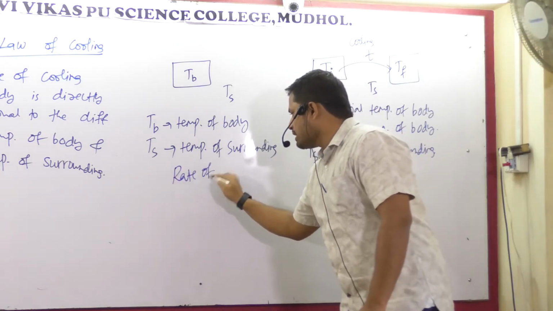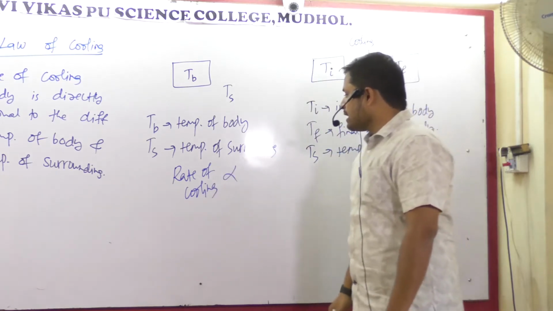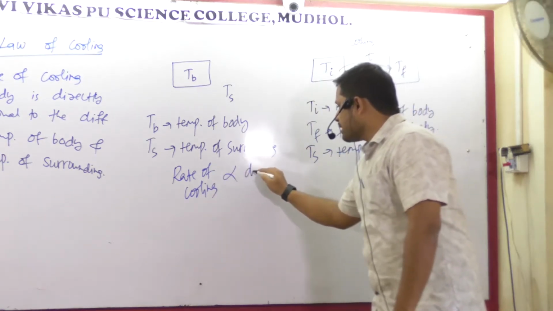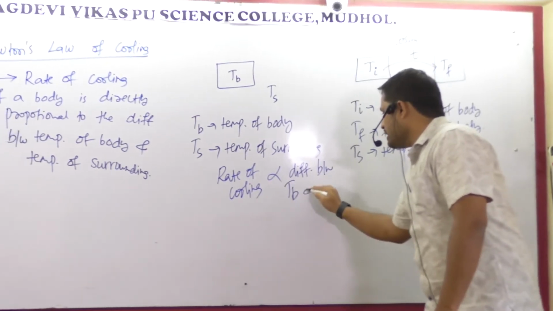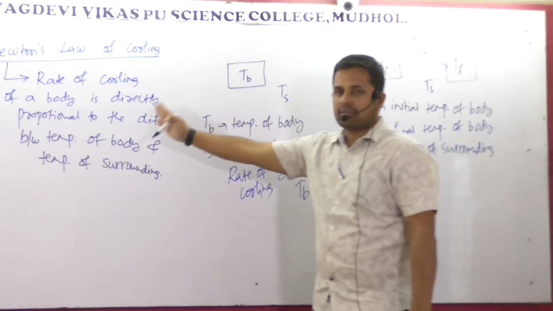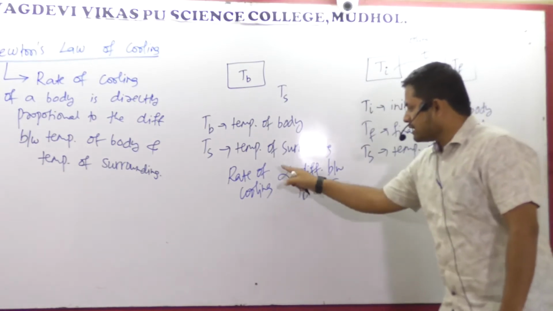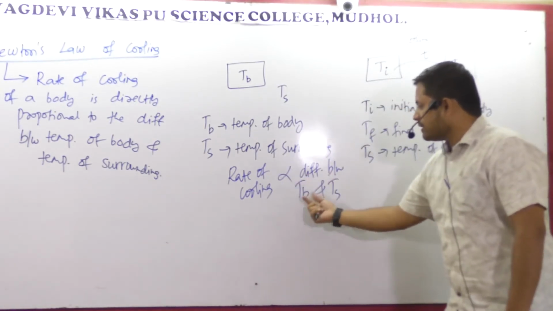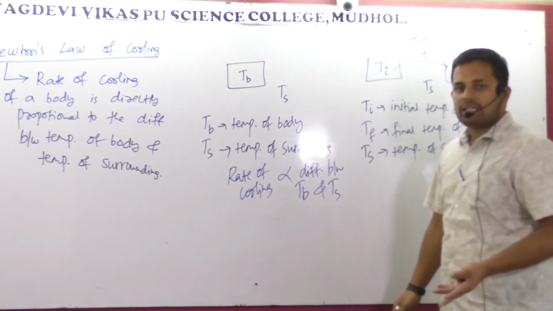Rate of cooling of a body is directly proportional to difference between temperature of body and temperature of surrounding, that is what we wrote, remember? The same statement I have written in the same way. Rate of cooling of a body is directly proportional to difference between temperature of the body and temperature of the surrounding.